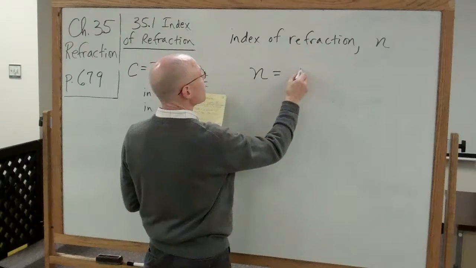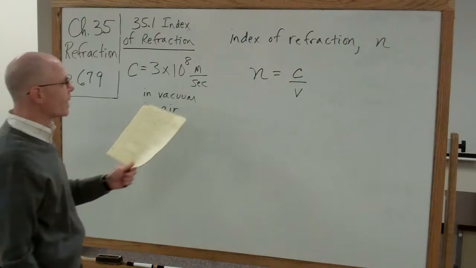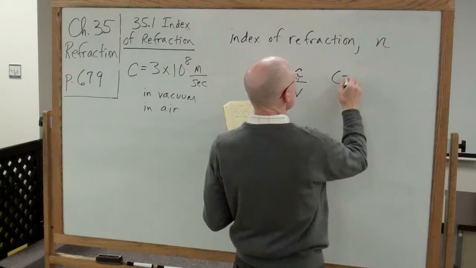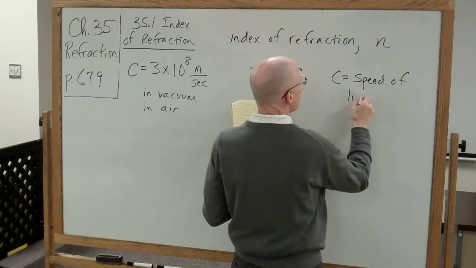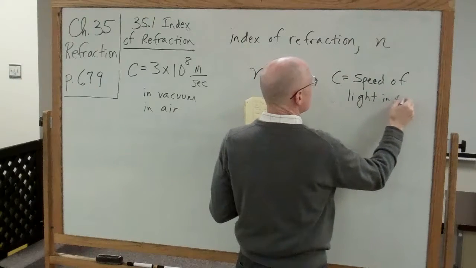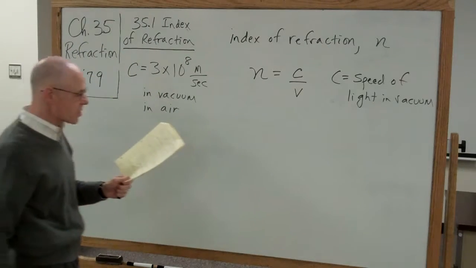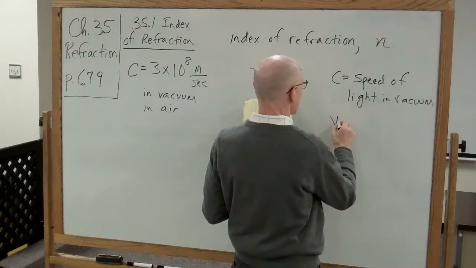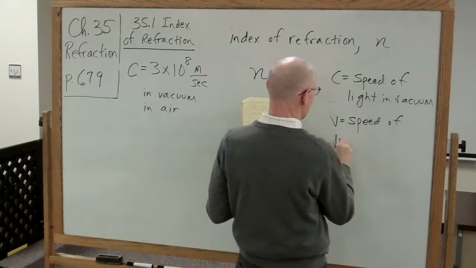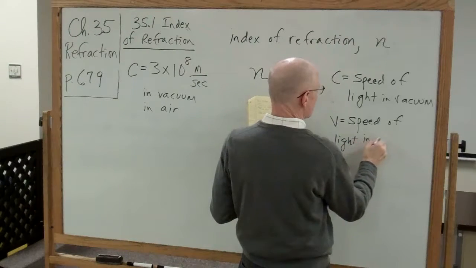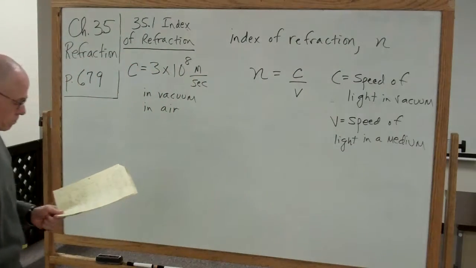Index of refraction is C over V, where N is the index of refraction, C is the speed of light in a vacuum, that's our value of 3 times 10 to the 8th meters per second, and then V would be the velocity, the speed of light in some given medium.